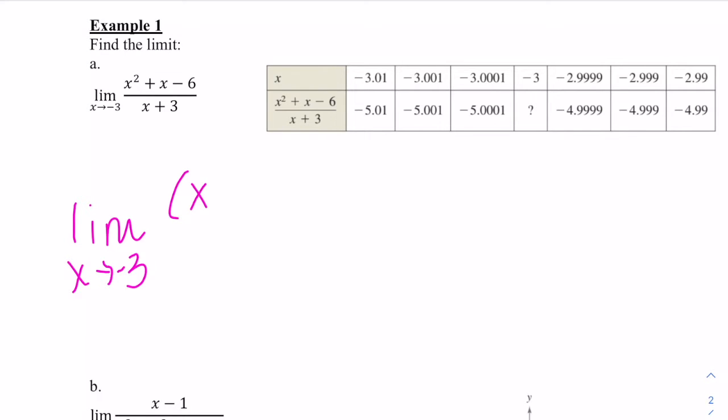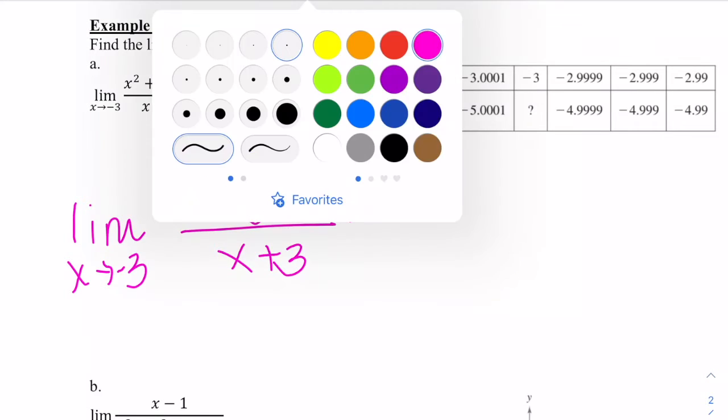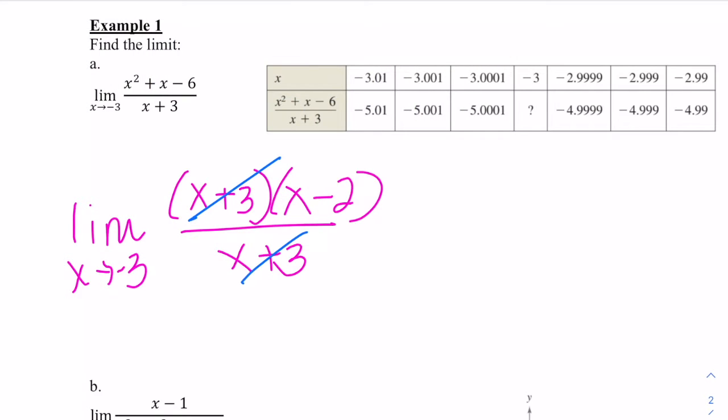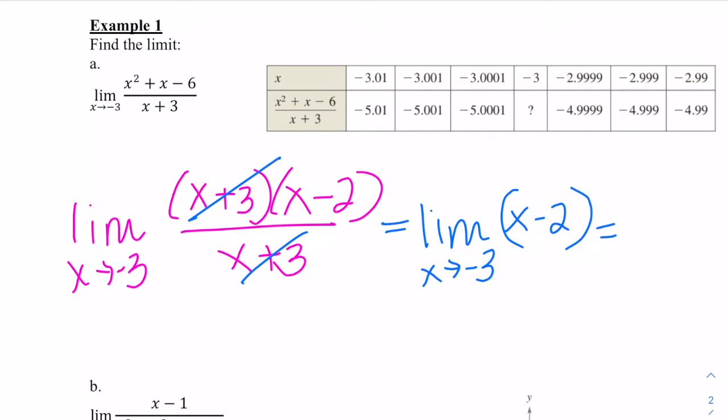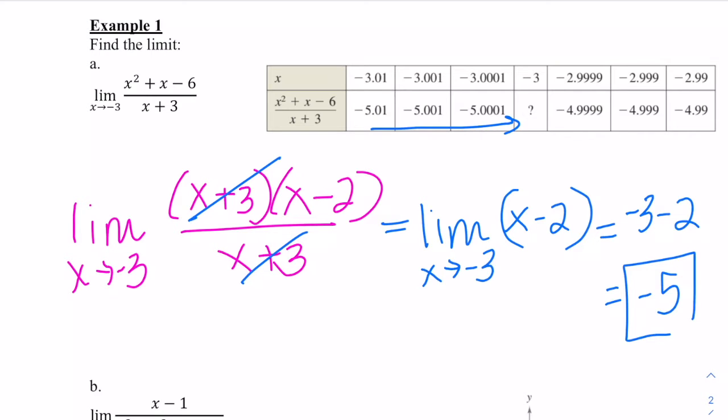Factoring the numerator, we get x plus 3, x minus 2, and you can see that x plus 3 will cancel out. And we'll be left with the limit as x approaches -3 of x minus 2. And when we use direct substitution, we get -3 minus 2, which is -5. And you can see from this table, if we find values that approach -3 from the left and from the right, they get very, very close to -5.